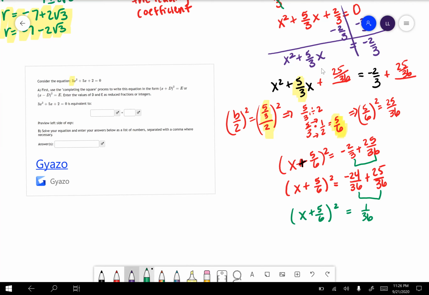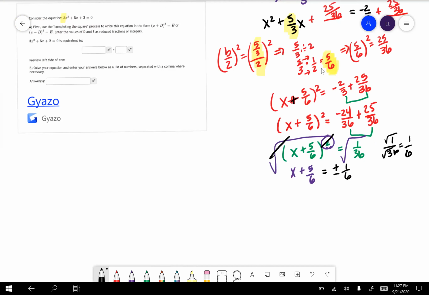We're going to take the square root of both sides to get rid of the square. So that leaves us with x plus 5/6. Remember, those two things cancel each other out, right? The radical and the square cancel each other out because they're inverses. So that leaves us with x plus 5/6 with no parentheses is equal to plus or minus the square root of 1/36. So the square root of 1/36, remember, that's the square root of 1 over the square root of 36. Square root of 1 is 1. Square root of 36 is 6. So that's plus or minus 1/6. We're almost finished.